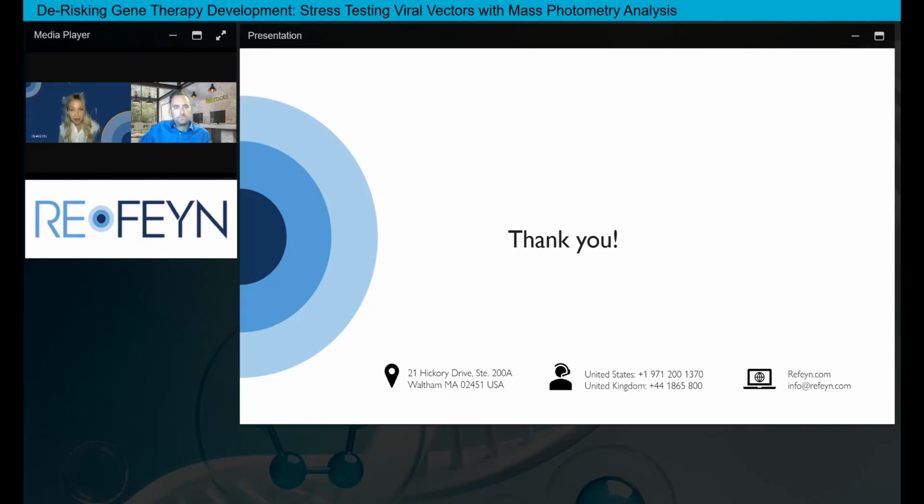Some of them are degrading at a faster rate at the lower temperature, some of them at the higher one. But the good thing is that mass photometry is a label-free method, and in that case could detect all of those shifts. So I did test different serotypes, but it's not presented here. And stay tuned, more data will be coming from Refeyn on this.